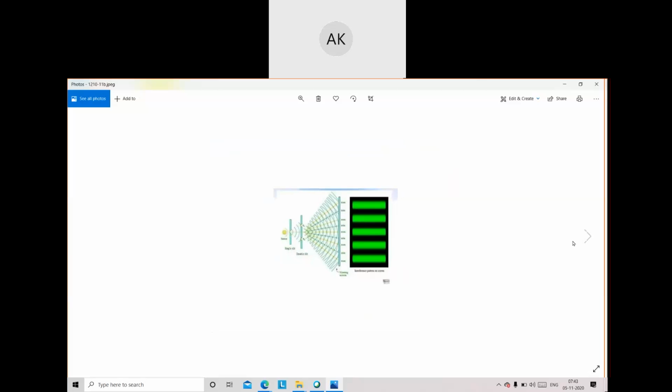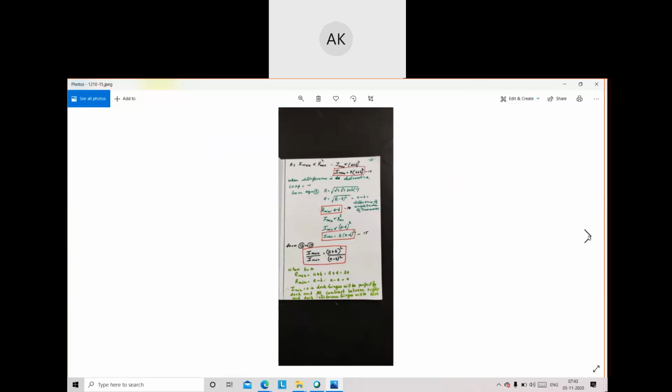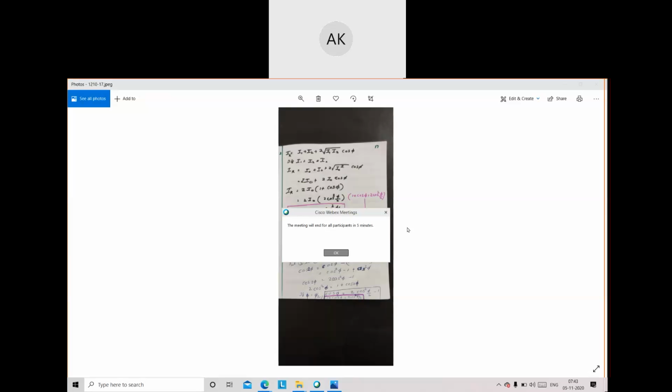Now we can do that derivation. Only 5 minutes more.